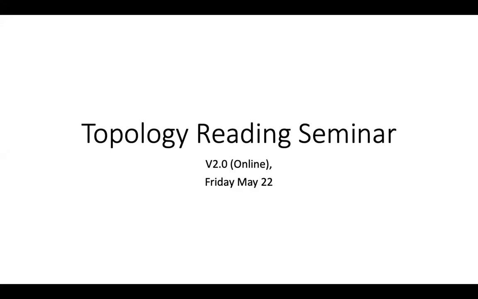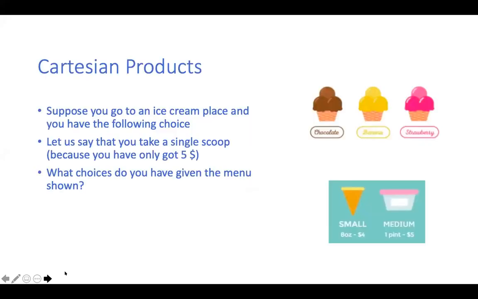And I'm going to talk about Cartesian products first. In the order of the chapter, there are integers and real numbers, which come before Cartesian products. But since Cartesian products are something we've already talked about a little bit, I thought it might be nice to start with this.